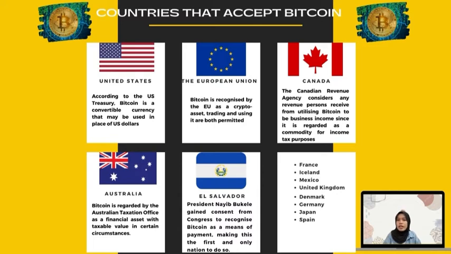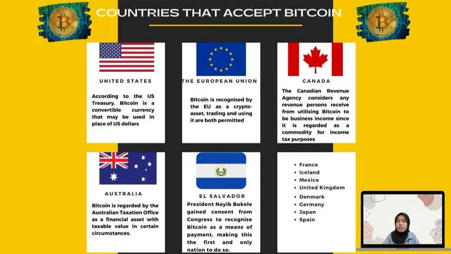Next, Bitcoin is regarded by the Australian Taxation Office as a financial asset with taxable value in certain circumstances. Capital gains tax is triggered when Australians sell, exchange, or use Bitcoin in a transaction, or convert it to fiat money. And lastly, El Salvador, where the president gained consent from Congress to recognize Bitcoin as a means of payment, making this the first and only nation to do so.